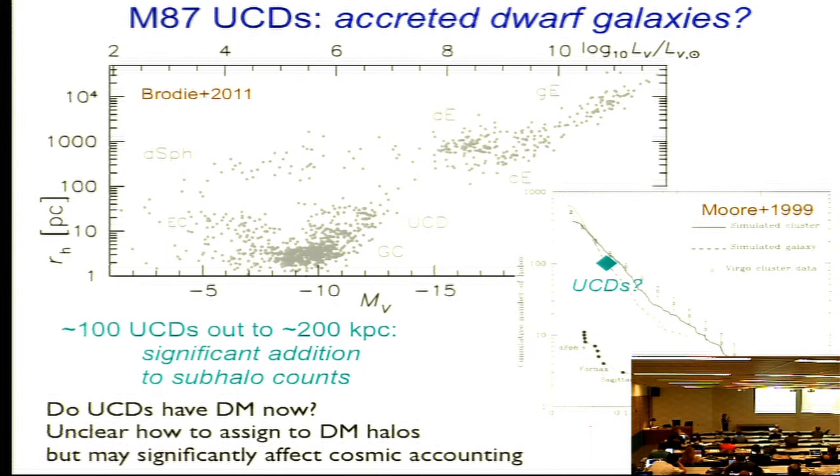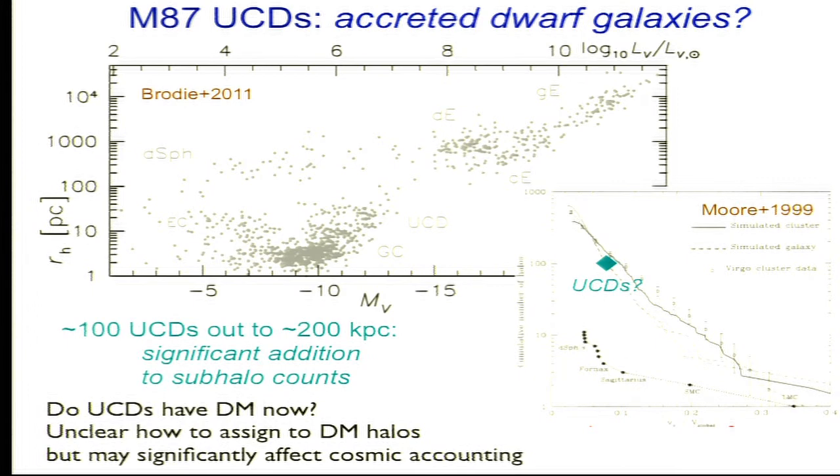But for reasons I don't have time to tell you about, because I'm done, we think the majority of the UCDs are actually stripped galaxies. So I mention this only because if you make an informed guess about where these UCDs should lie, when you look at the cumulative number of halos, this is from an old plot by Ben Moore and collaborators, against Vc over V global, it could be a very significant factor in cosmic accounting. So we don't know whether UCDs have dark matter now. We'd like to know that. So it's unclear how to assign UCDs to dark matter halos, but it may be a very significant factor.